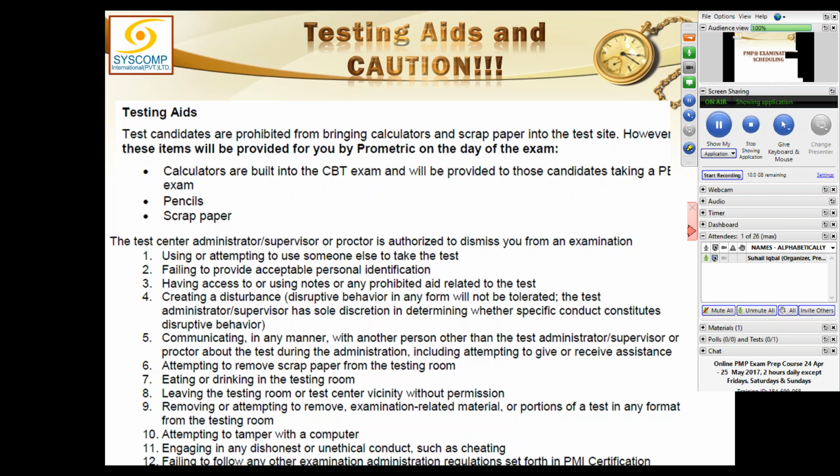4 hours means about 240 minutes. That comes out to be about 72 seconds per question. That is not a huge time. It's not enough time.